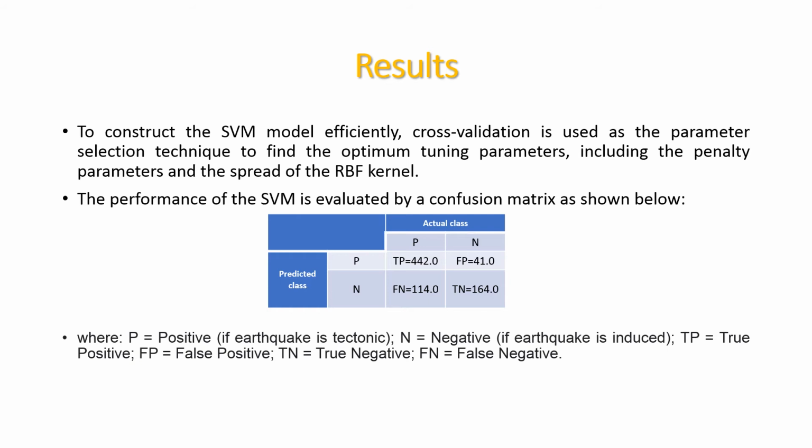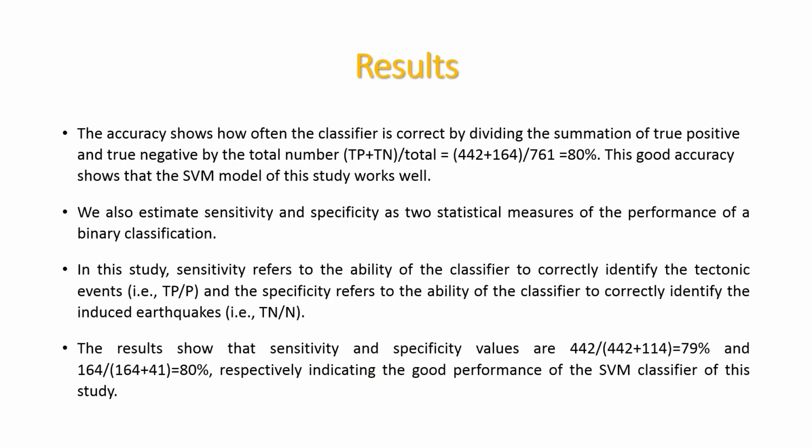To construct the SVM model efficiently, cross-validation is used as the parameter selection technique to find the optimum tuning parameters, including the penalty parameter and the spread of the RBF kernel. The performance of the SVM is evaluated by a confusion matrix as shown below. The accuracy shows how often the classifier is correct by dividing the summation of true positives and true negatives by the total number, which here equals 80%. This good accuracy shows that the SVM model of this study works well.